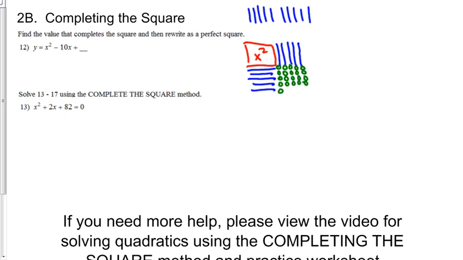And if you notice, 25 of them fit into that piece because we're actually completing a square. So how did we get that 25? Well, we split 10 into two parts. So divide 10 by 2.